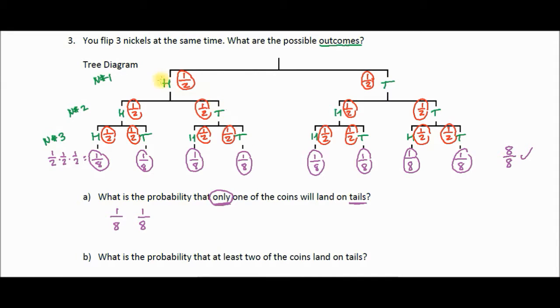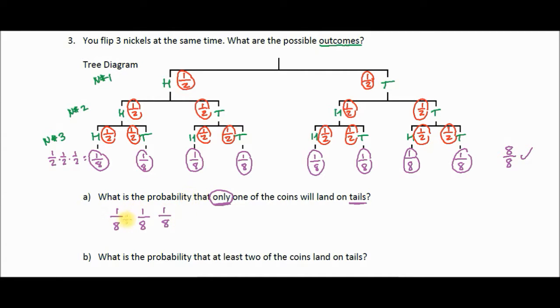Heads, tails, tails. No good because two of the coins landed on tails. That's not matching the event that we want to have happen of only one. Tails, heads, heads. That one's good. Tails, heads, tails. No good. Tails, tails, heads. No good. Tails, tails, tails. No good. So we just have a probability of one coin landing on tails is just 1/8, 1/8, and 1/8.